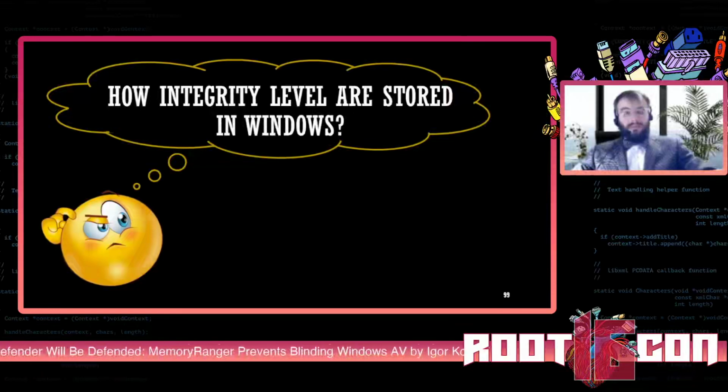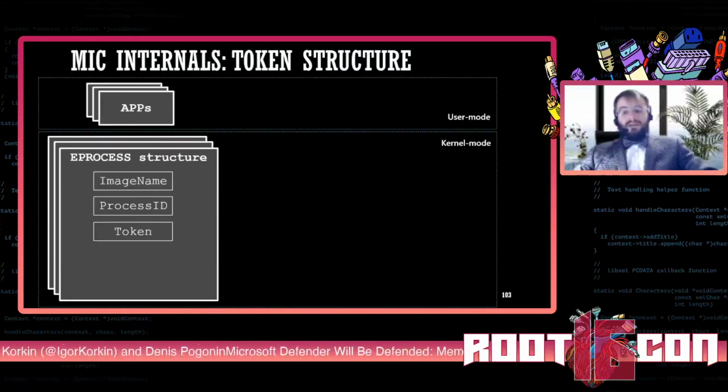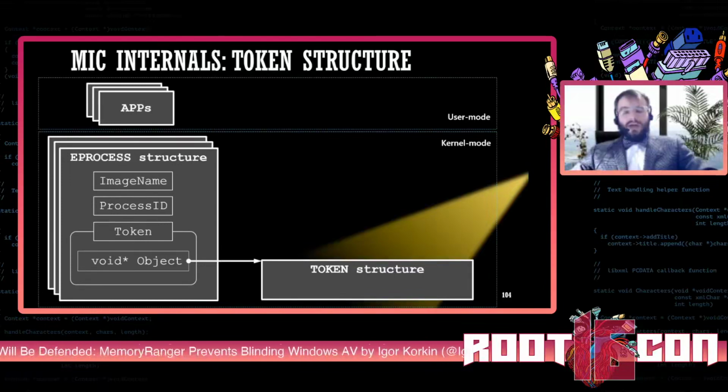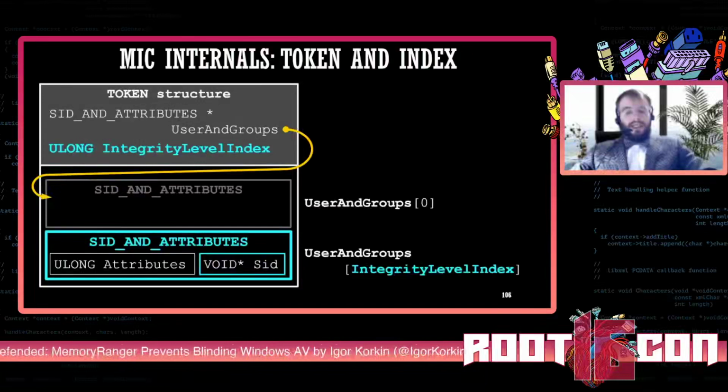For each app, Windows allocates a separate data structure in kernel memory named EPROCESS. This structure contains process name, process ID, and other process attributes. This structure points to the token structure that includes all information about the process privileges. The set of process privileges is stored using security identifiers, SIDs. To support MIC, the following two new fields have been added: integrity level index and the corresponding SEP_SID_AND_ATTRIBUTES structure.